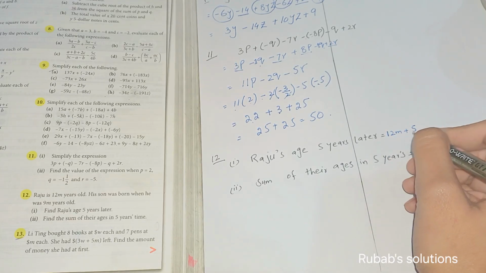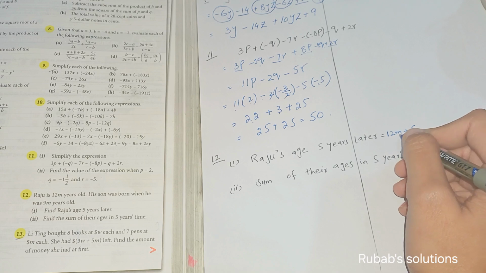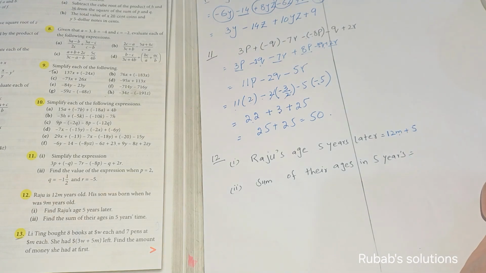Now they are not like terms, we cannot add them. M is any variable, it can be 1, 2, 3, depends, but there is no value given, so we will leave the answer as it is.